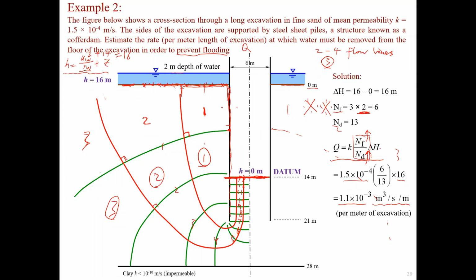You know what I mean? Because K and H are constant. So if you increase NF, then ND will increase as well.